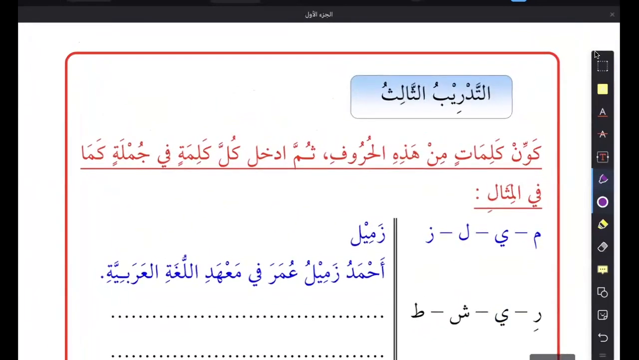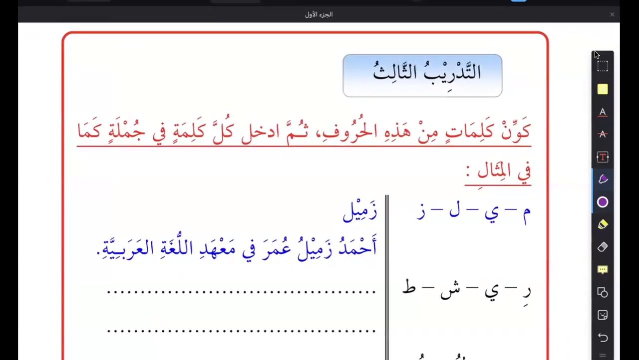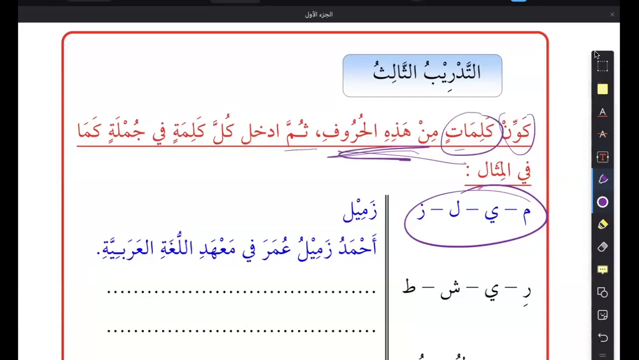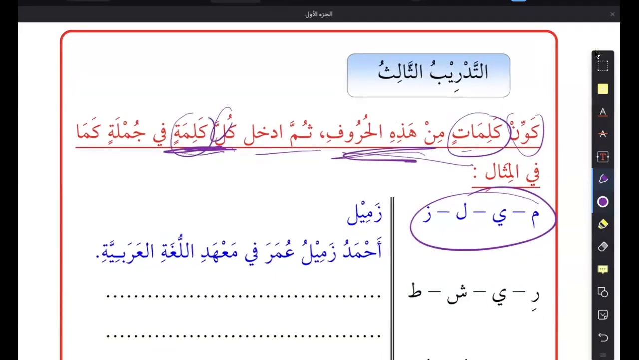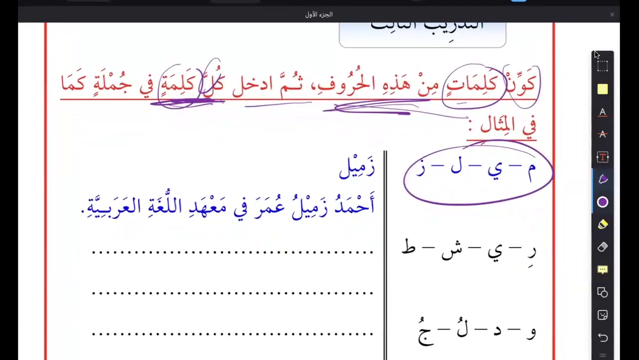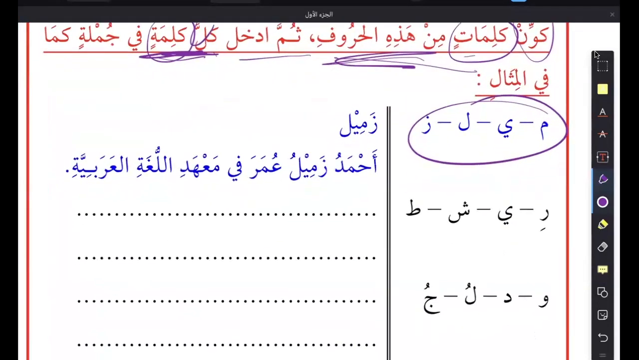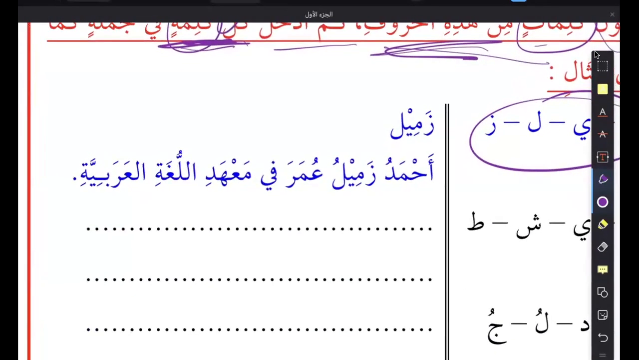Next, التدريب الثالث is كون كلمات من هذه الحروف ثم ادخل كل كلمة في جملة كما في المثال. You make words from these letters. ثم ادخل, then enter, meaning put all of these words. I mean each of these, remember كل and كلمة is each. So each of these words in a sentence as in the example. So they give you these letters, then he says Jamil, then he put it into a sentence. أحمد جميل عمر في معهد اللغة العربية.